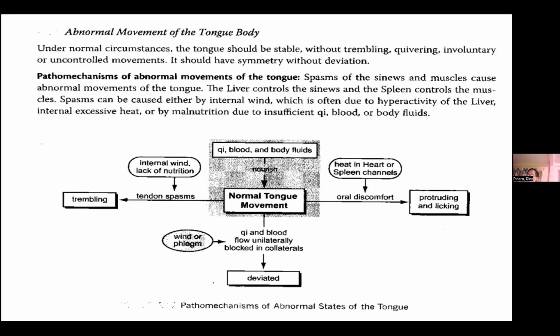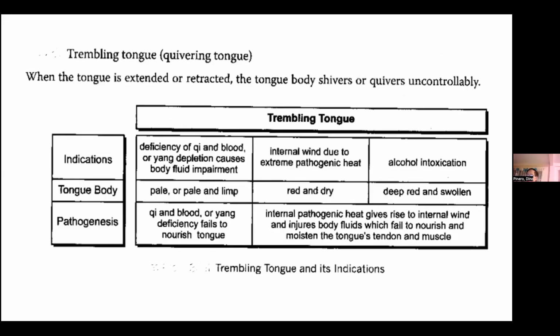In a trembling tongue, or quivering tongue, when the tongue is extended or retracted, the tongue body shivers or quivers uncontrollably. Trembling tongue, when there is deficiency of qi and blood or yang depletion causing body fluid impairment, the tongue body is pale or pale and limp. In pathogenesis, qi and blood or yang deficiency fails to nourish the tongue. In internal wind due to extreme pathogenic heat, the tongue body is red and dry. When there is alcohol intoxication, the tongue body is deep red and swollen. In pathogenesis, internal pathogenic heat gives rise to internal wind and consumes body fluid which fails to nourish and moisten the tongue tendon and muscles. Okay?